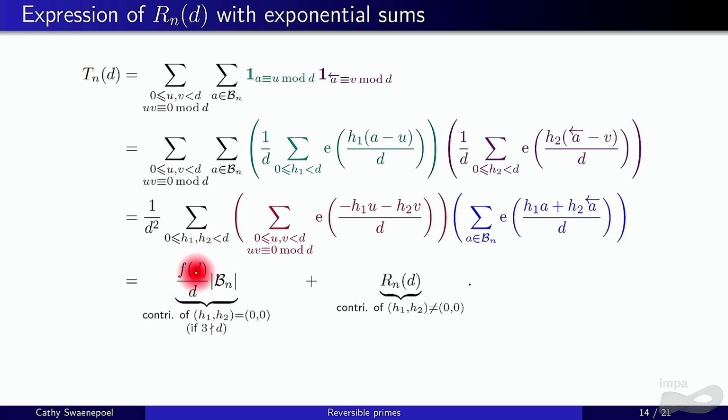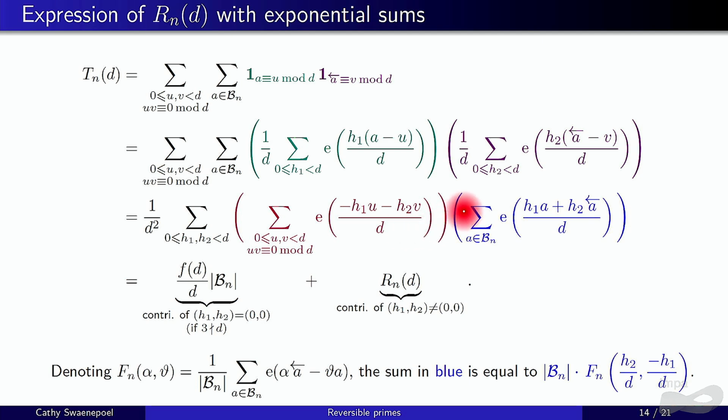So this quantity here is the expected value for Tn of d. This means that our Rn of d, which is the difference between Tn of d and this, is this quantity where we remove the pair h1, h2 equal to 0. So this is the expression of Rn of d we use. We want to prove that Rn of d is small on average over d. So we have to handle these two exponential sums. This one is not very difficult to handle. But for this one, in which there's the reverse of a, there's some work to do.